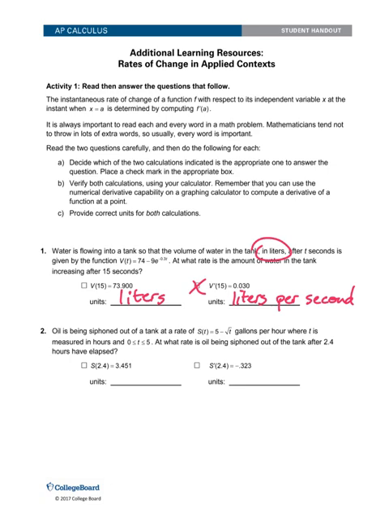Number two, we have oil being siphoned out of a tank at a rate of S, and S is given in gallons per hour. So I want to point out that S itself is a rate, and t is measured in hours. At what rate is oil being siphoned out of a tank? I said shipped, I meant siphoned. Siphoned out of the tank after 2.4 hours have elapsed.